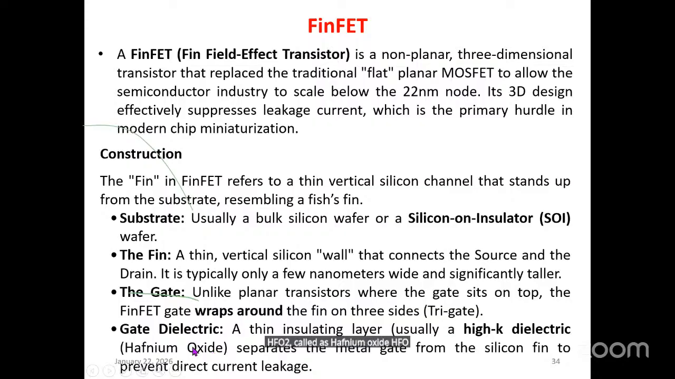HfO2 has a good permittivity, epsilon R. The permittivity of SiO2 is just 4. But the permittivity of HfO2 is approximately 25. 25 is a big value. It is called a high dielectric material. It has a good capability to store electric charge, and therefore this dielectric is very useful in making this FinFET.